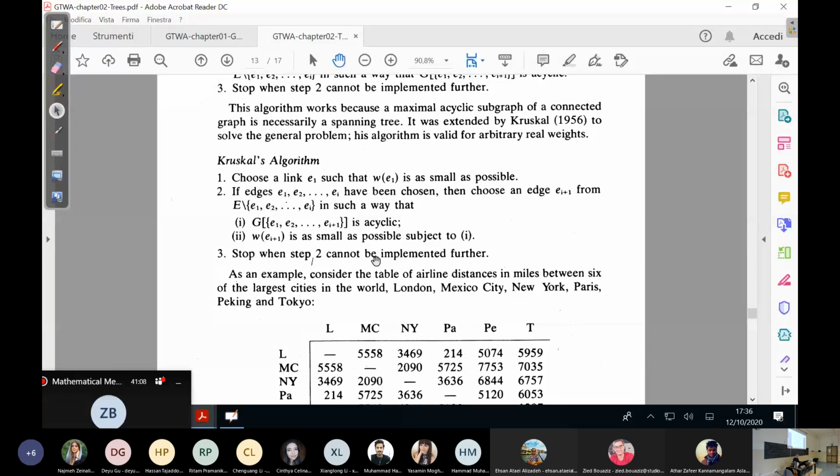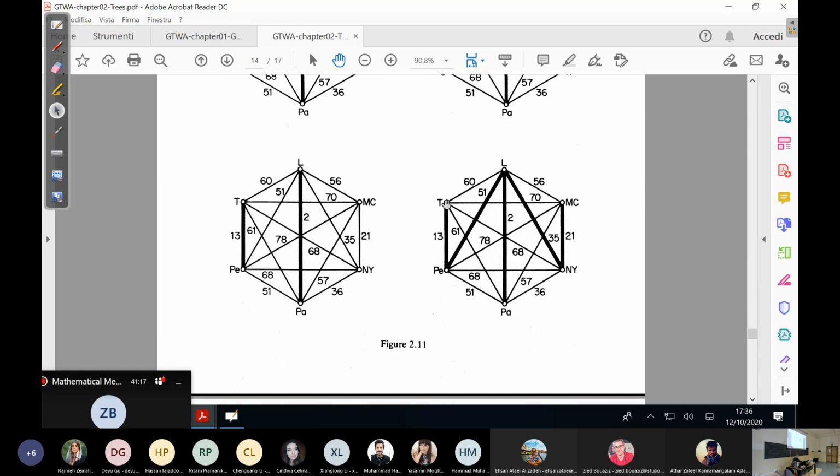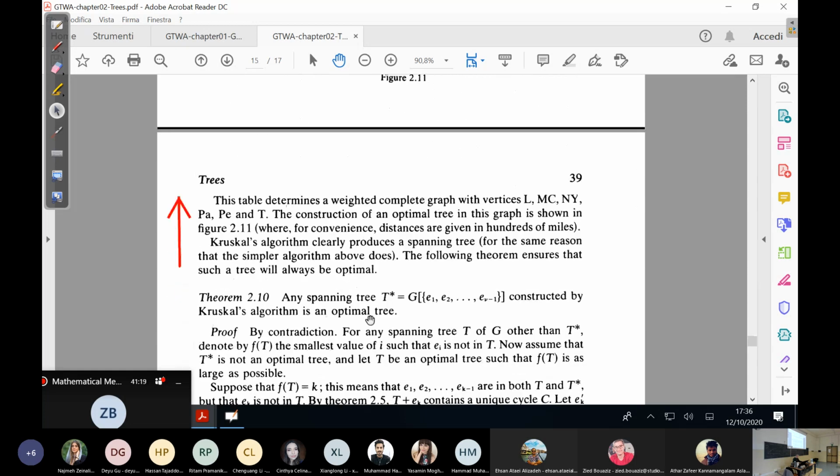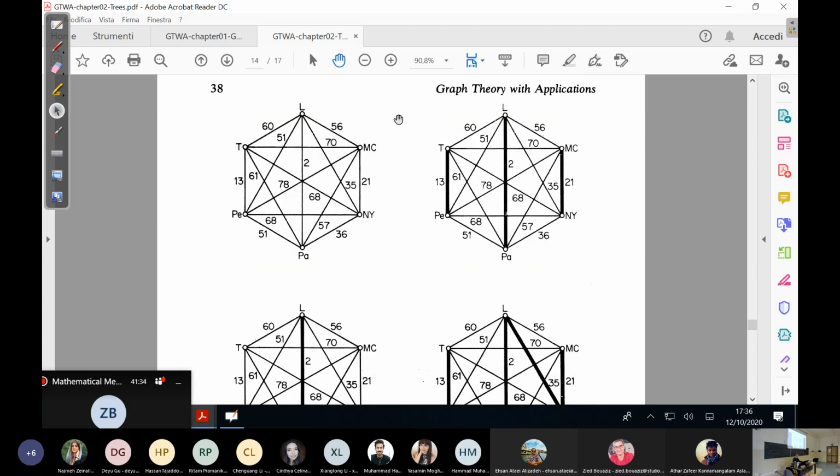Okay, and then you stop when you cannot go over. Okay, and it's possible to prove, but it's out of our aim to prove that if you use Kruskal's algorithm, you get an optimal tree. Okay, let's see how it works in this case.